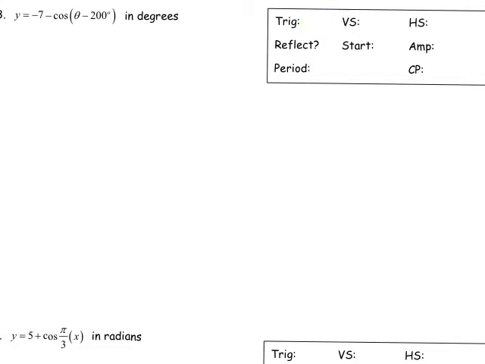Okay, my vertical shift is the negative 7, so that's going to be down 7. My horizontal shift is right here, so that's right 200. My reflection, this is the first case. I do actually reflect because cosine is negative, so yes, I do. So cosine, typically this is going to get reflected, so I'm going to be like this now.